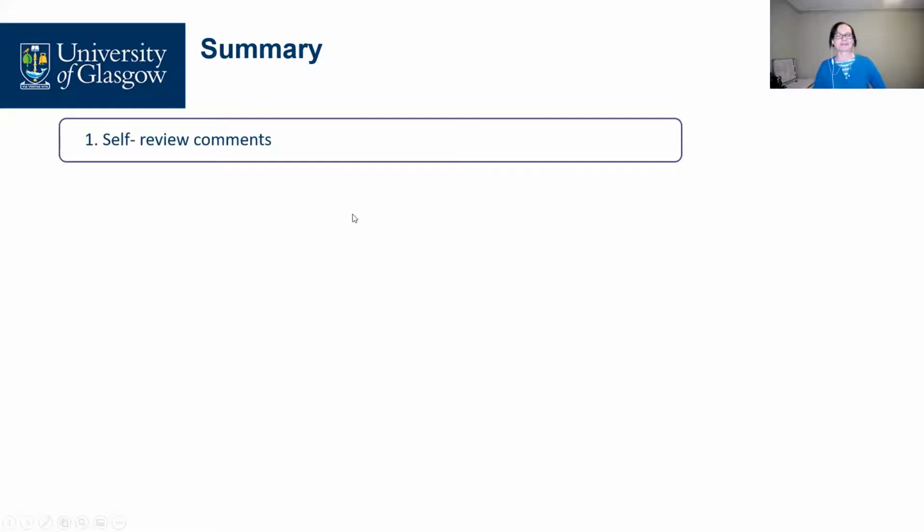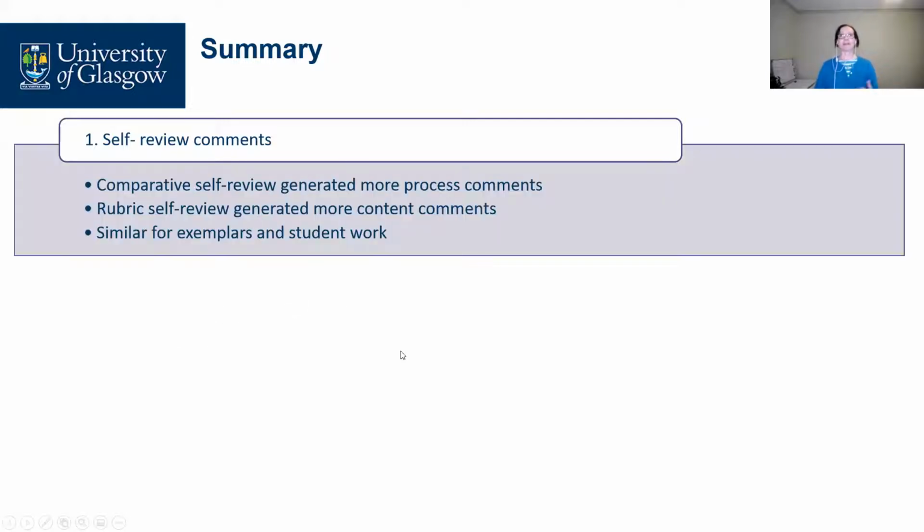So just to summarise, because that was a lot of data that we talked through, when we go back to the analysis of the self-review comments, the main things that seem to have come out of this are that the comparative condition, where the students compared their work directly with the other students that they just reviewed, seemed to generate more processed, higher level comments. Whereas when students were asked to compare their own work with a rubric, it generated more content-specific comments. And that trend seemed to be the same, whether they were looking at or reviewing exemplars, high-quality exemplars, and students' work.